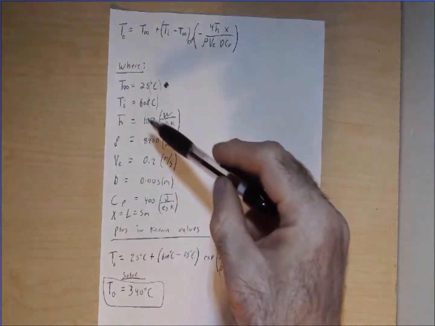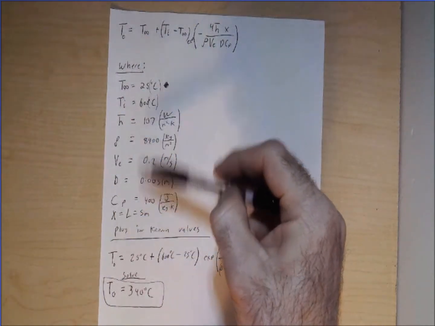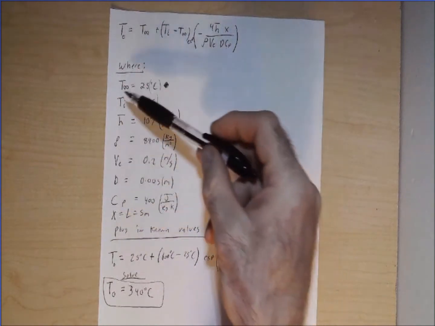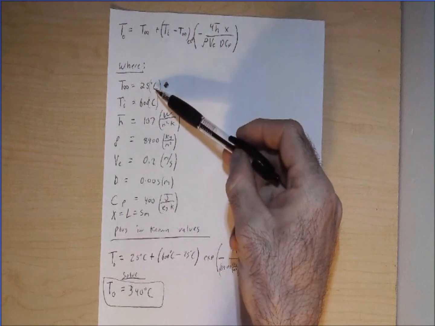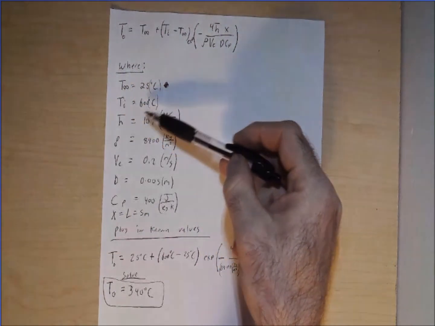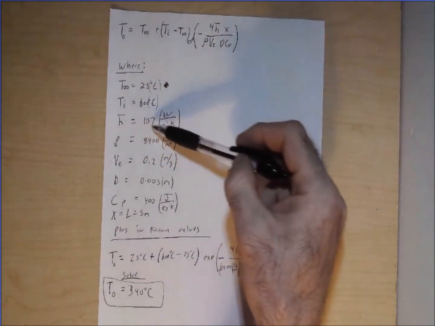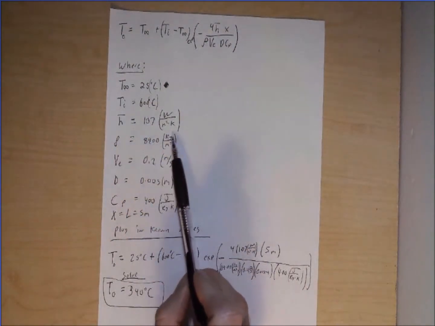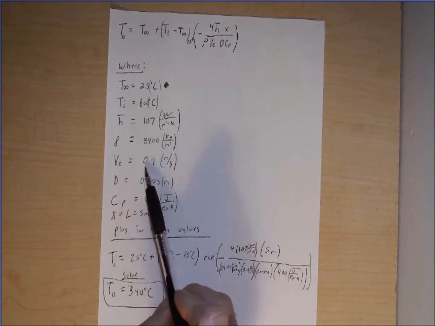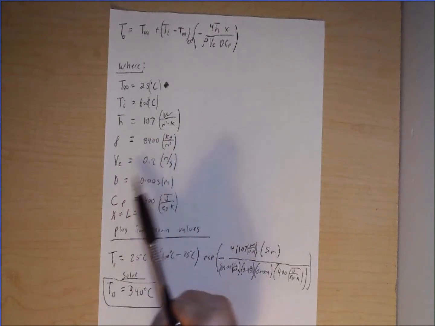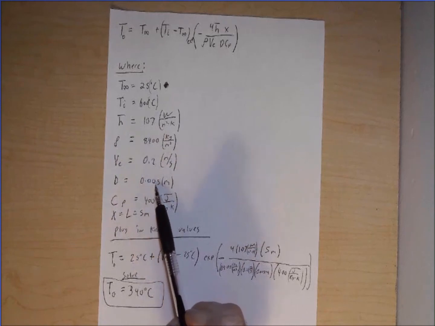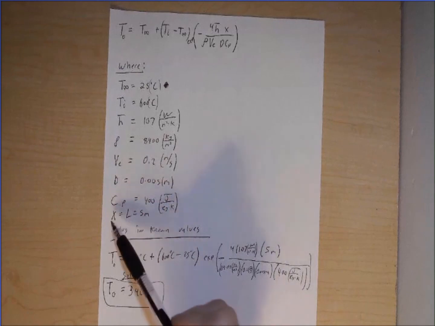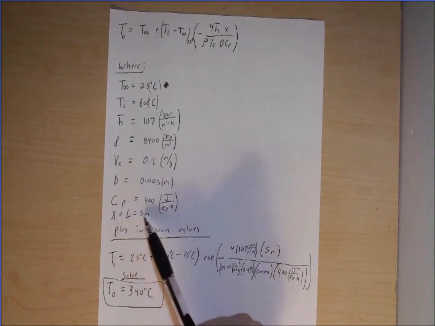So now we can go back through everything from our first page and everything we've solved for, and I want to rewrite what our variables are, what we know, our units, and our values. T sub infinity was given to us as 25 degrees Celsius, T sub i 600 degrees Celsius. Our h bar we solved for now of 107 watts per meter squared times Kelvin. Our density rho is equal to 8,900 kilograms per meter cubed. Our V sub e was given to us as 0.2 meters per second. Our diameter given to us is 0.005 meters. Specific heat was given to us as 400 joules per kilogram times Kelvin. Our x for this problem was x is equal to L is equal to 5 meters.